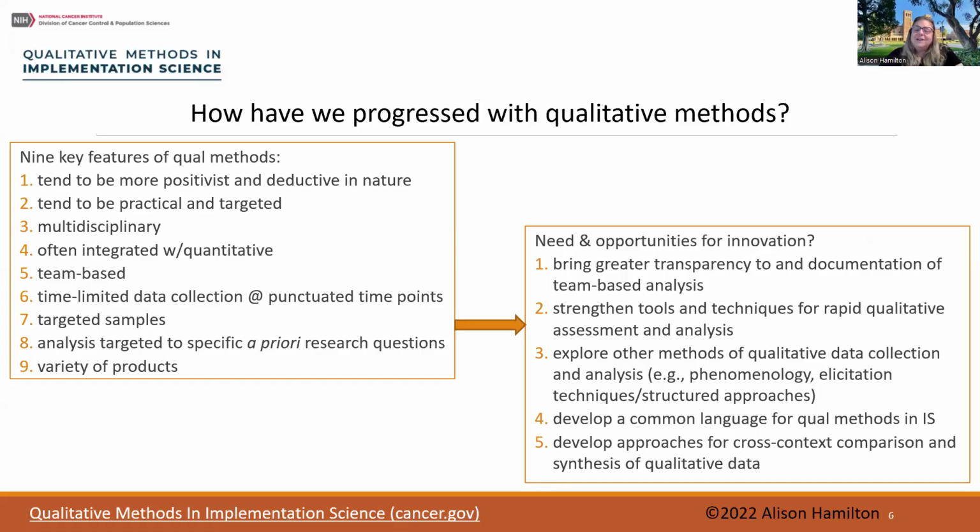It's still there last time I checked, so you can find it at that link. What we wanted to do in this white paper was identify what's different about using qualitative methods in implementation research, which you see on the left. That's just a quick summary of 9 key features in this type of work. And then also identify some needs and opportunities for innovation, which you see on the right. One of those is to strengthen tools and techniques for rapid qualitative assessment and analysis.